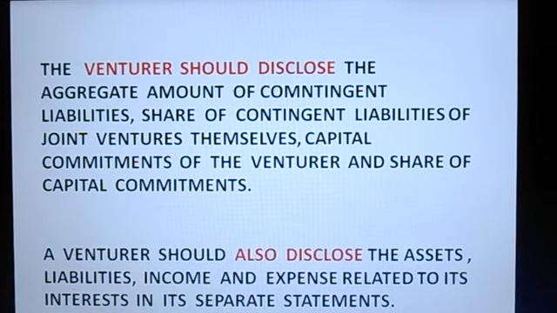The venturer should disclose the aggregate amount of contingent liabilities, share of contingent liabilities of joint ventures themselves, capital commitments of the venturer, and share of capital commitments. A venturer should also disclose the assets, liabilities, income and expense related to its interests in its separate statements.